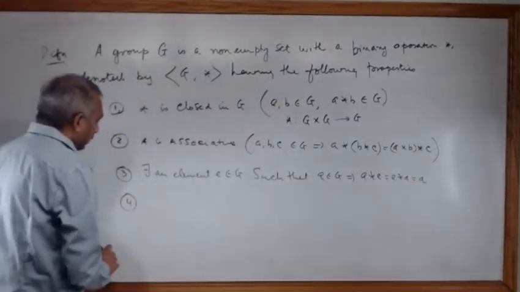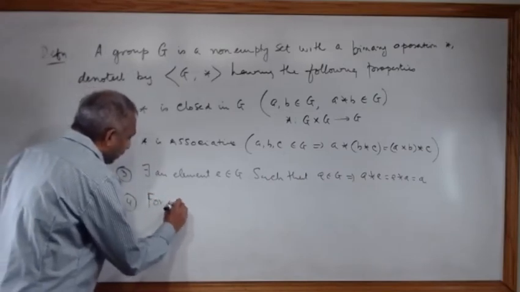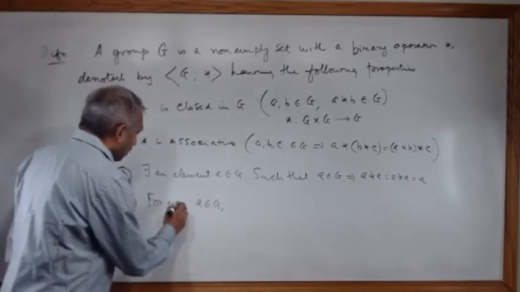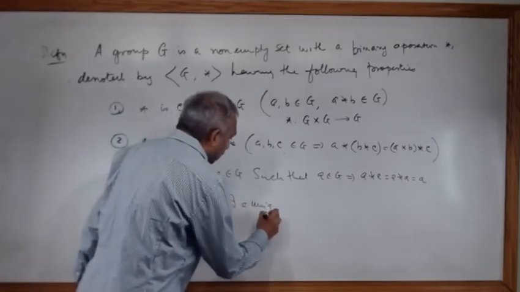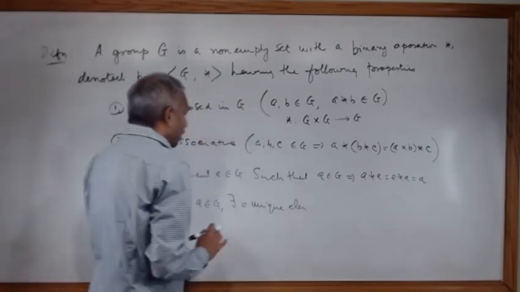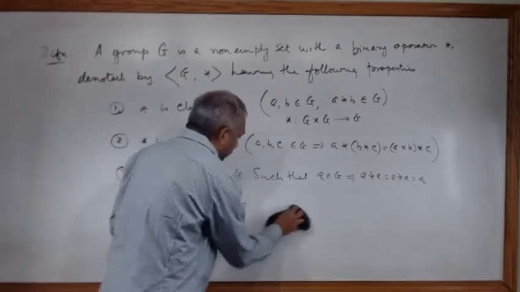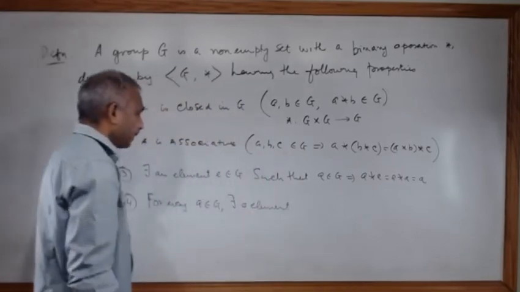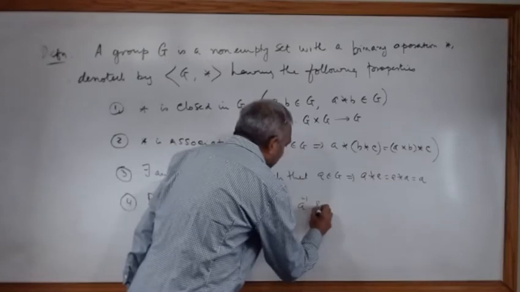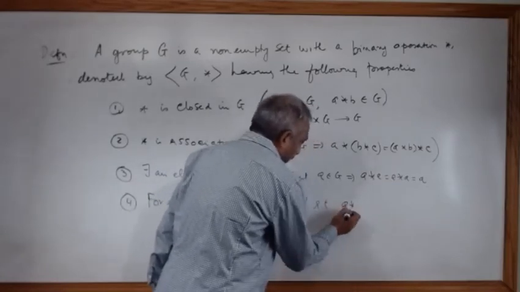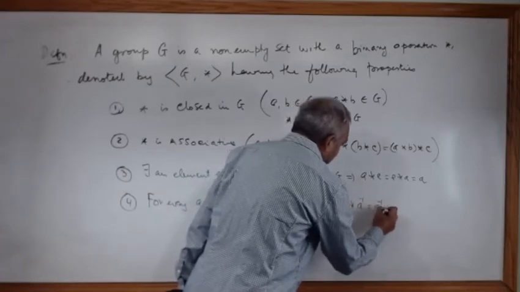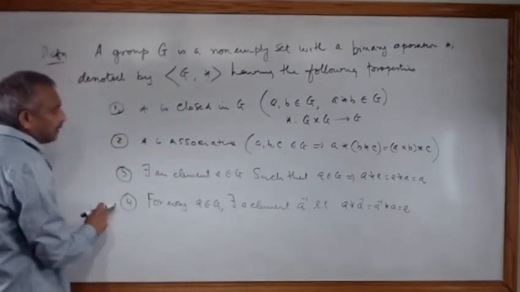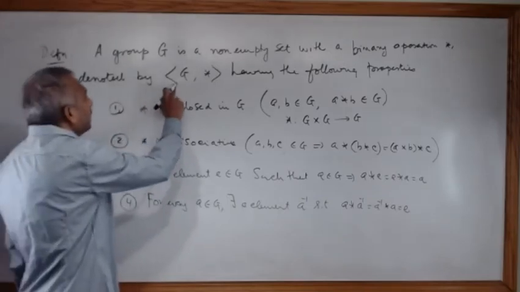Fourth property is for every A in G there exists a unique element. Well, we don't want to say unique right now, we'll prove it is unique. There exists an element A inverse such that A binary operation A inverse is equal to A inverse binary operation A is equal to the identity. If these four properties are valid, then G is a group.